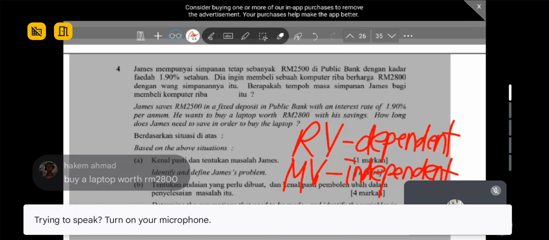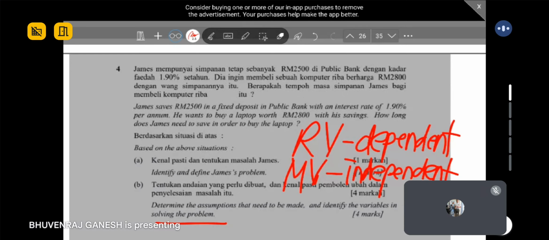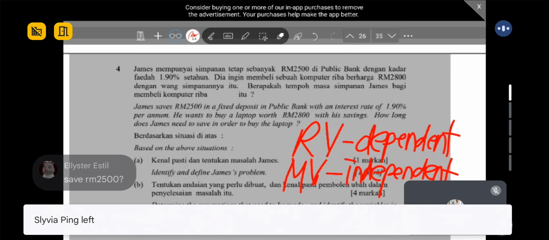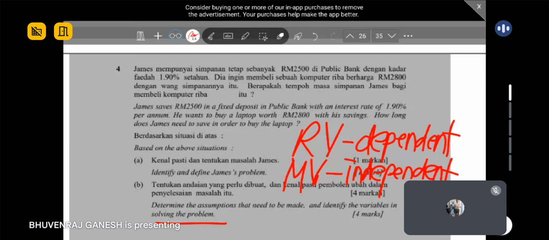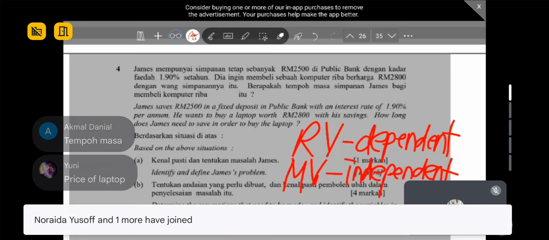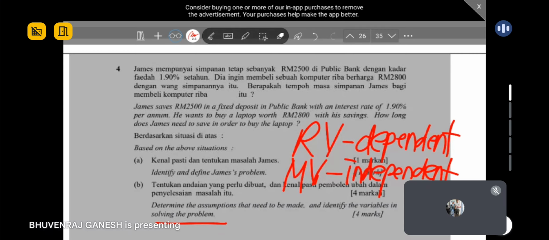Anyone? No need to be so specific, Hakim, for RV. RV is a bit general. Try to think again. You see the question carefully. What is the thing that you can measure over here? RV is something we can measure. Am I right, guys? Pemboleh ubah bergerak balas kita boleh ukur. So your answer must be something that you can measure. Interest rate, no. Tempoh masa, no. Price of laptop, no. Read carefully, guys.